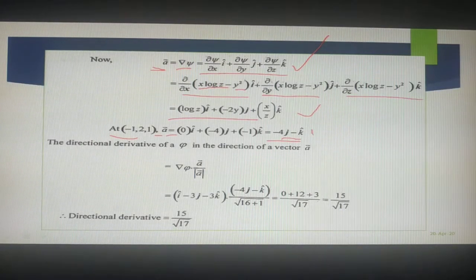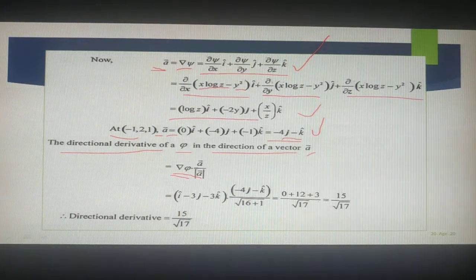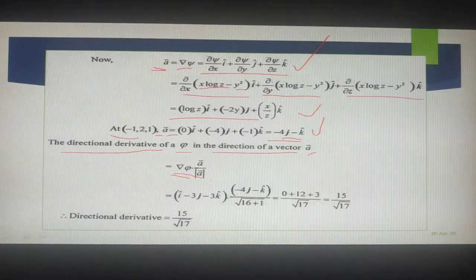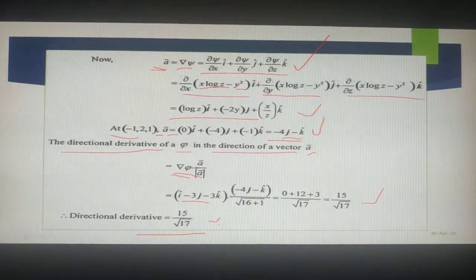Now we have vector a and we have already del pi, isn't it? We just found before, and we need to find the directional derivative of pi in the direction of a. So del pi dot in the direction of a means a bar by mod a, the unit vector we have to multiply. Okay, so this is your answer. Just multiply and simplify.